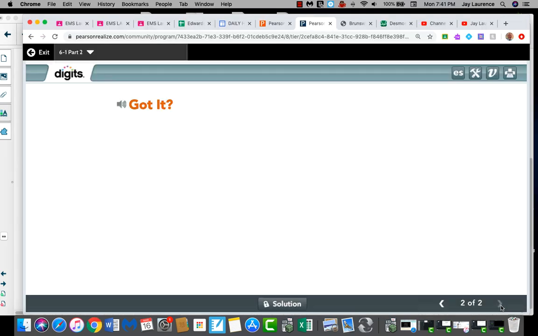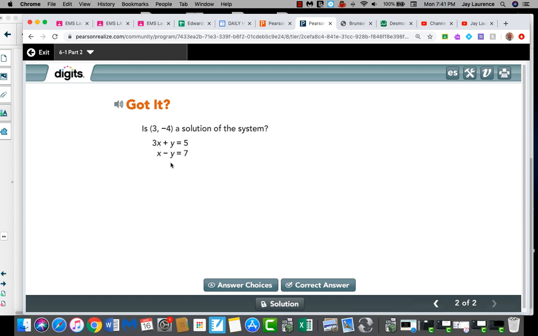Okay, doing this problem the same way. You're going to put 3 in for x. Well, 3 times 3 is 9. And then put -4 in for y. So I have 9 minus 4, which is 5. It worked. Let's check the bottom one.